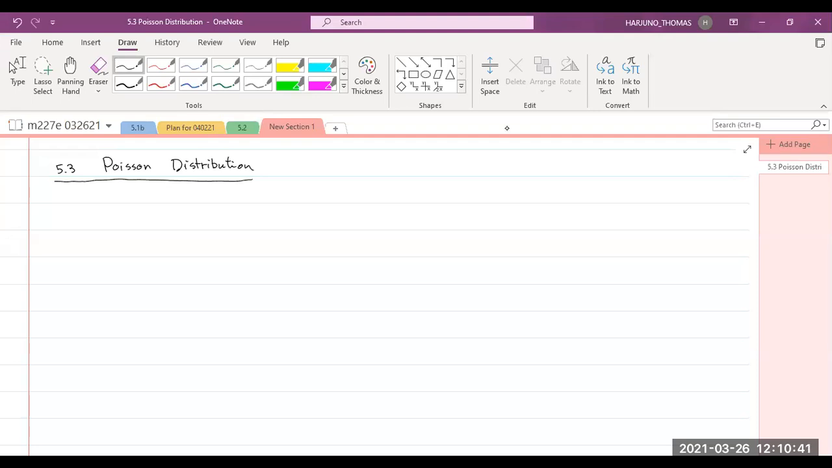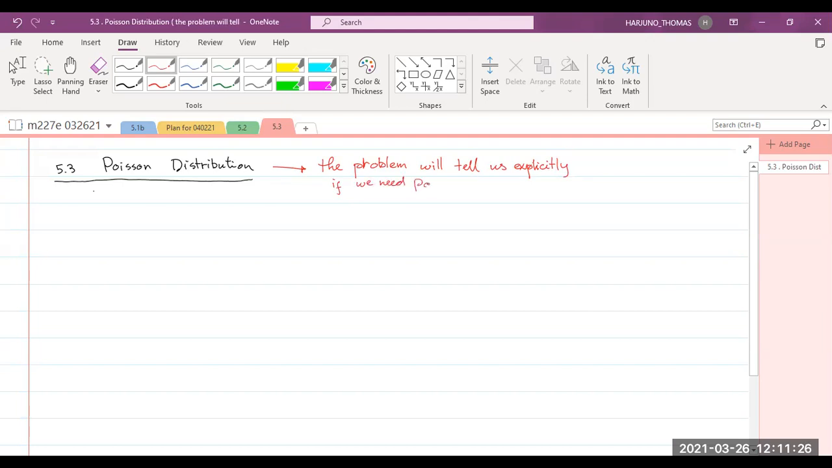The last section for our test 2 is 5.3. That's on Poisson distribution. Now, this section tends to be on the easy side, at least because every time we need to use Poisson distribution, the problem will tell us explicitly. Not like the binomial distribution, where usually they don't tell us. They just tell us, okay, we have this case, then compute the probability. When we have Poisson distribution, they always let us know.